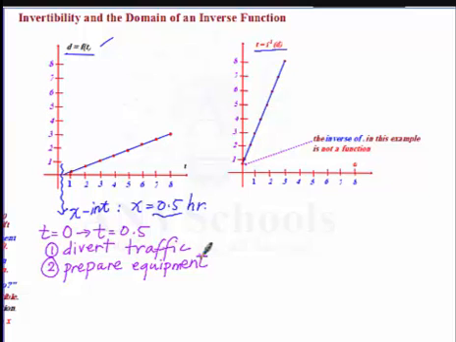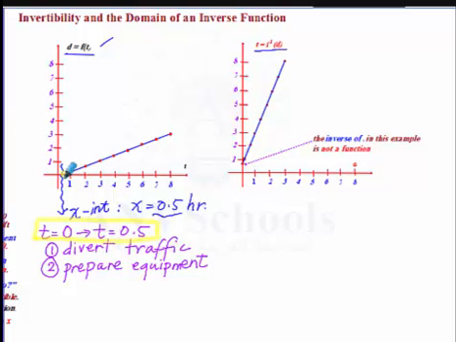And based on experience and previous work, this takes about 30 minutes to finish. That's why the crew started at t equals 0.5 hour. And it ended at 8, the end of the shift.